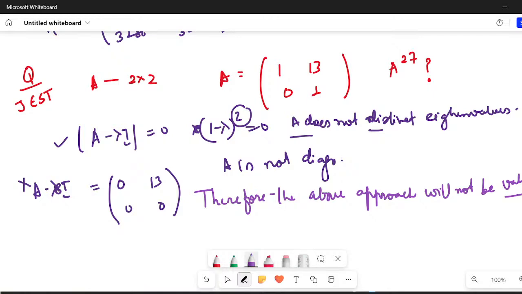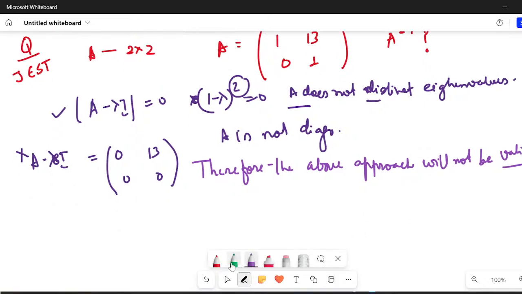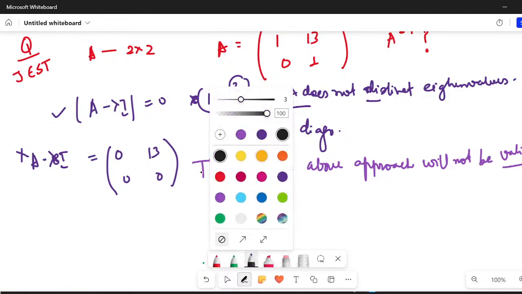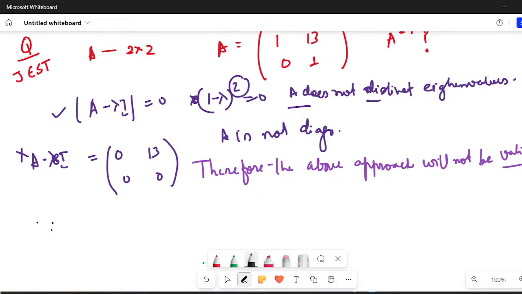See, whenever you have these kind of powers, another thing that you can use is the Cayley-Hamilton theorem. So please do remember, it will be lambda minus 1 whole square. This is your equation. So it is lambda square minus 2 lambda plus 1, isn't it? I think this is your characteristic equation.